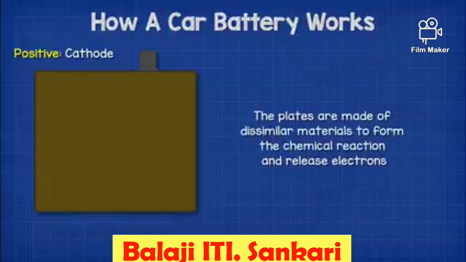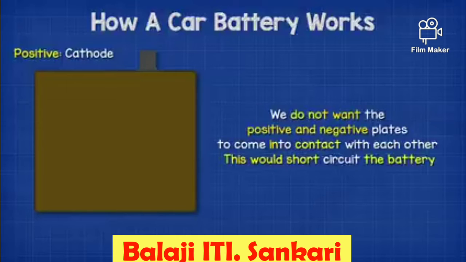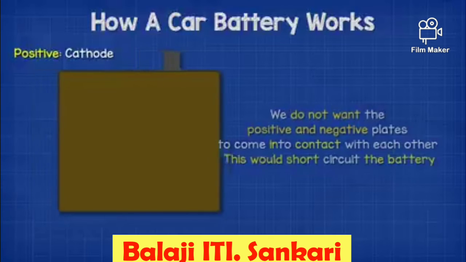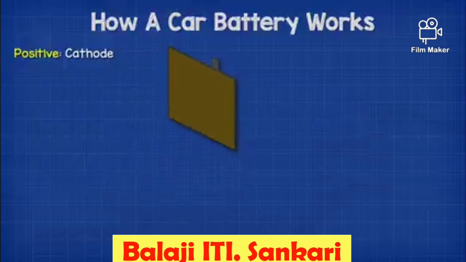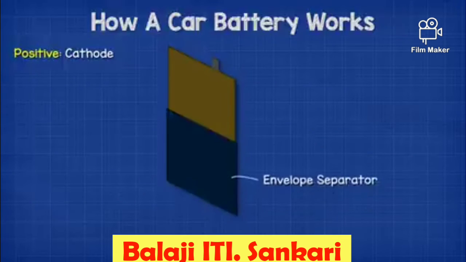The positive plate is the cathode, and this is made from lead oxide. The plates are made of dissimilar materials to form the chemical reaction and release the electrons. Now, we don't want the positive and the negative plates to come into direct contact with each other, because this would short-circuit the battery. So, instead, we place each positive plate into an envelope separator.